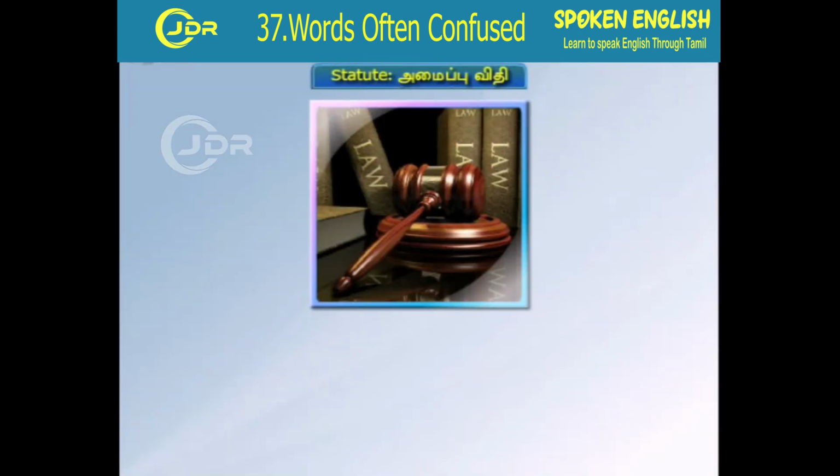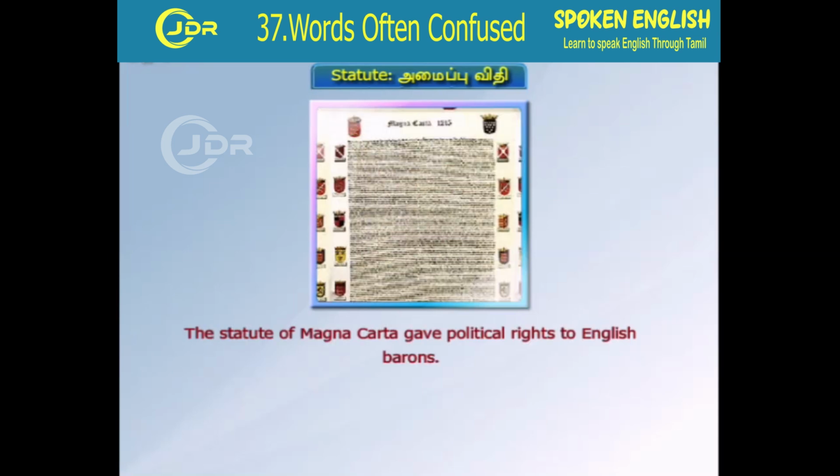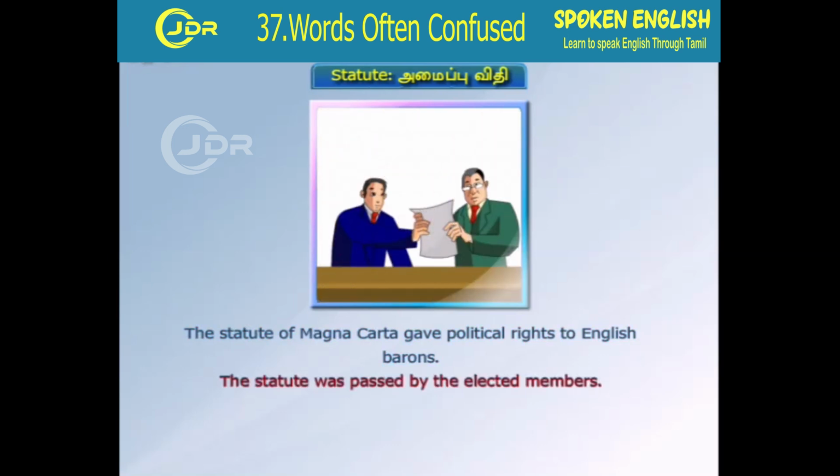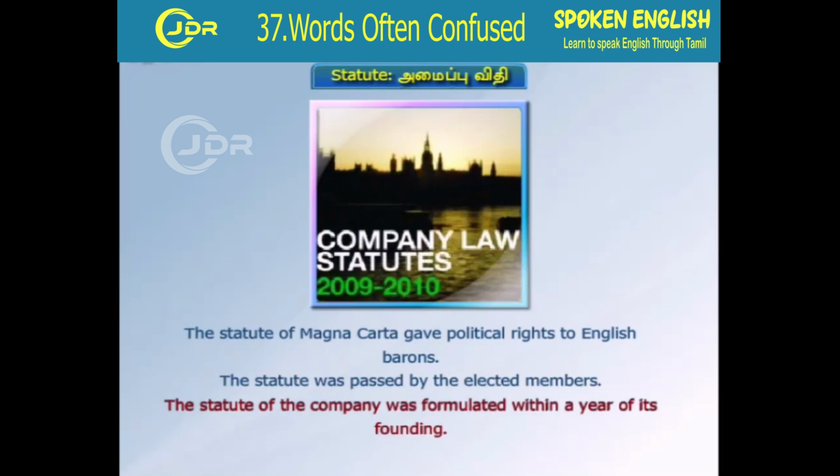Statute, அமைப்பு விதி. The statute of Magna Carta gave political rights to English barons. The statute was passed by the elected members. The statute of the company was formulated within a year of its founding.